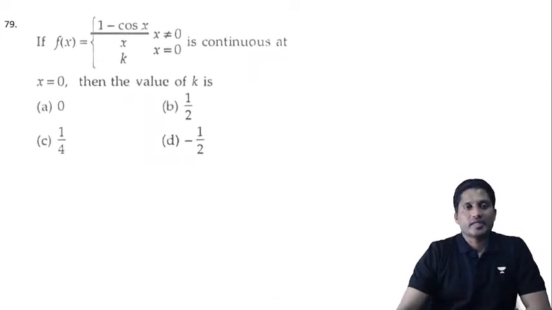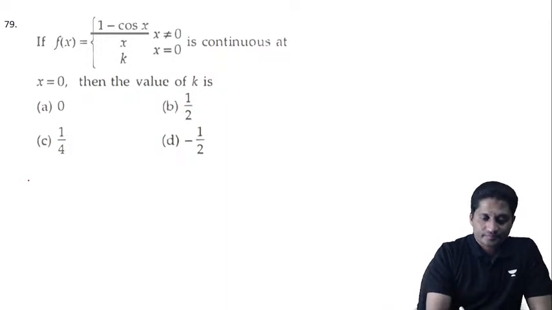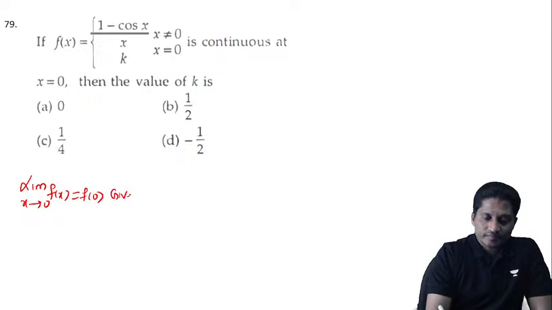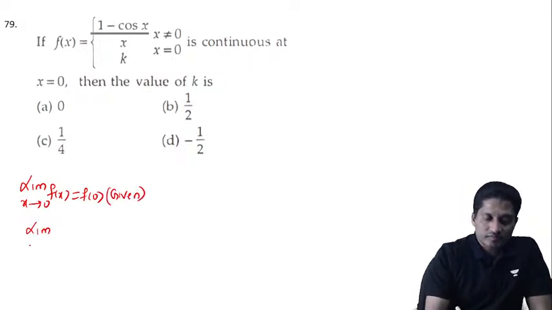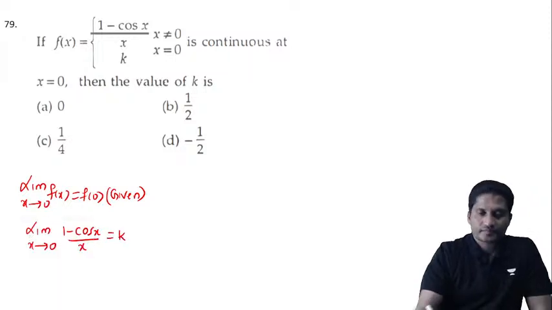Okay, question number 79. Function is continuous at 0, find the value of k. Limit x is tending to 0, f of x is equal to f of 0. This is given. Alright, now limit x is tending to 0, f of x is equal to 1 minus cos x upon x is equal to f of 0 as k.